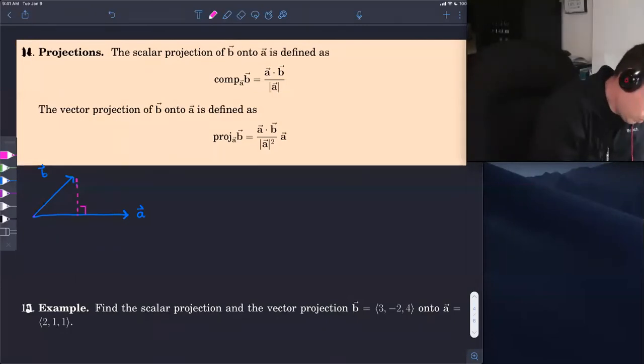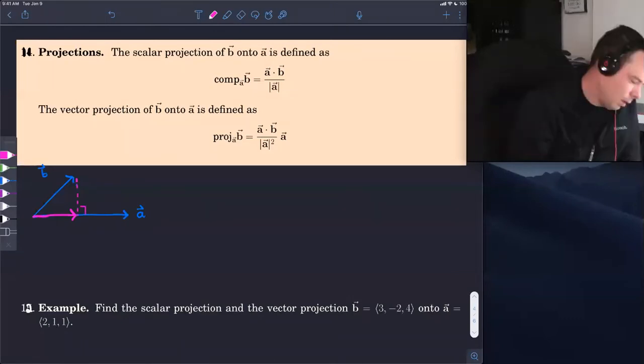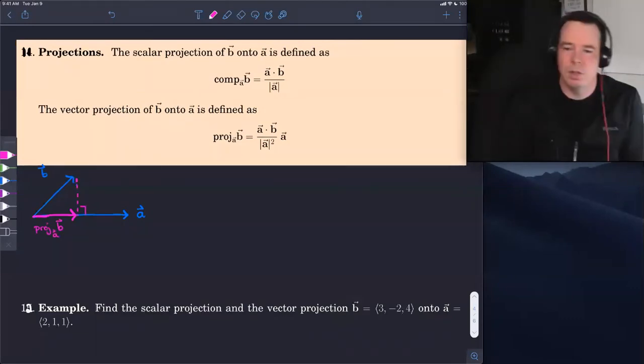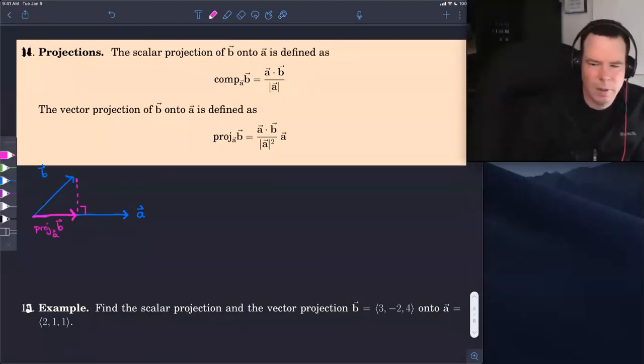And I'm really interested in knowing this vector. That's the vector we're going to call the projection of B onto the vector A. That's the notation we're going to use for that. And I'd like to know how to compute that, if I have two vectors, B and A.